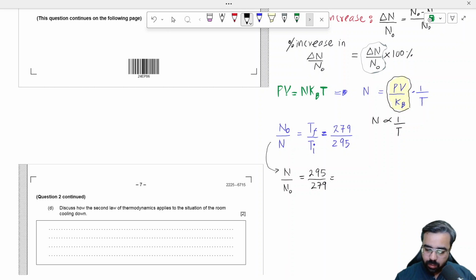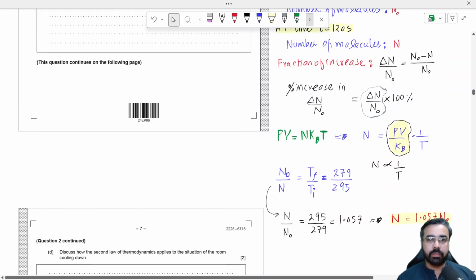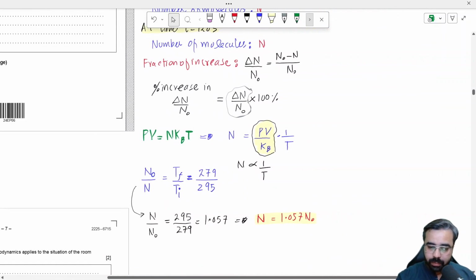So it is 1.057. All right. So from here, finally, we can tell that the number of molecules is equal to 1.057 times n0, right? Very important conclusion. We got exactly the relation between the number of molecules at the time t equal to 120 minutes. Now we are going to put the value right here.